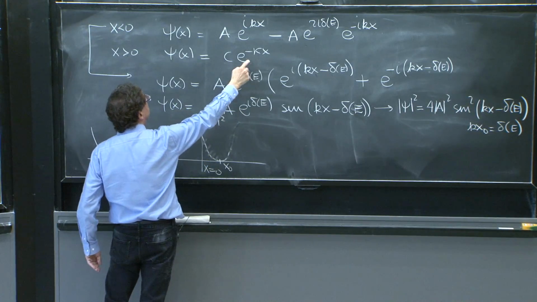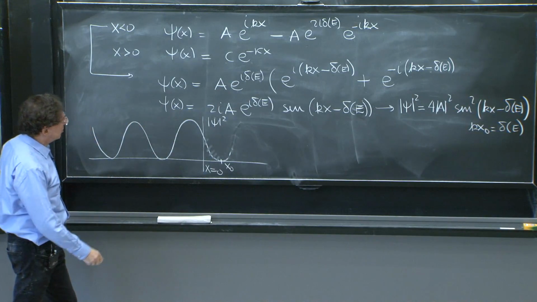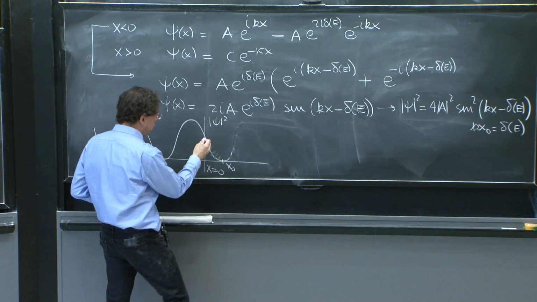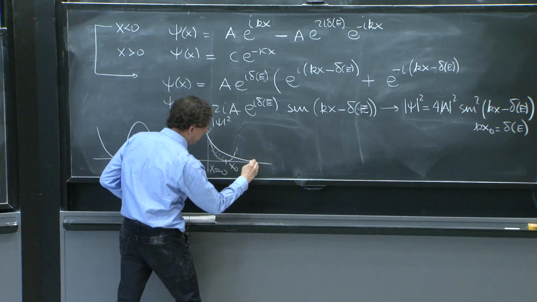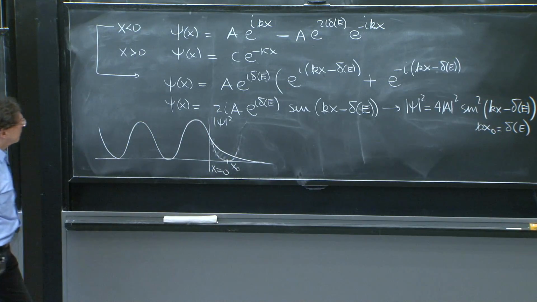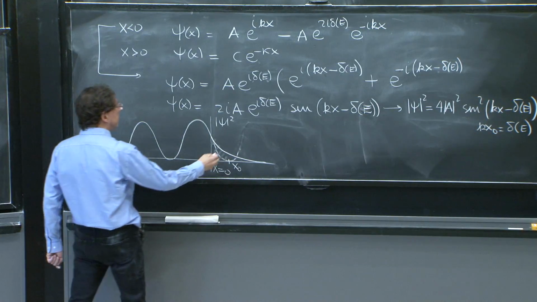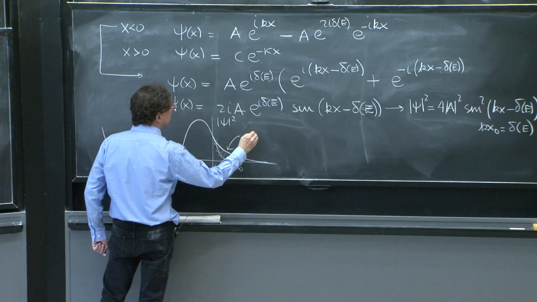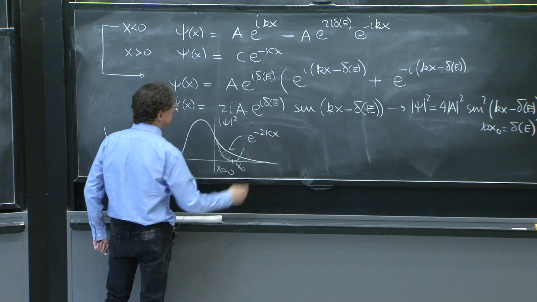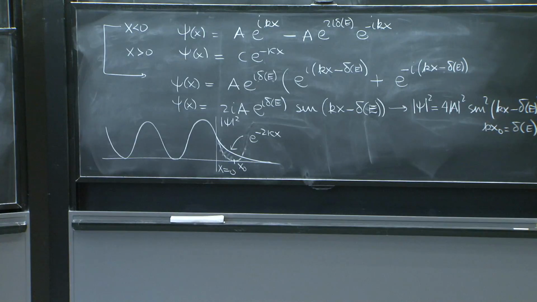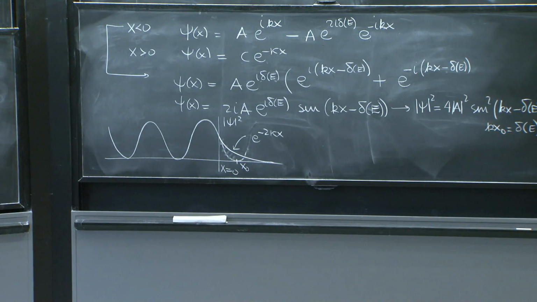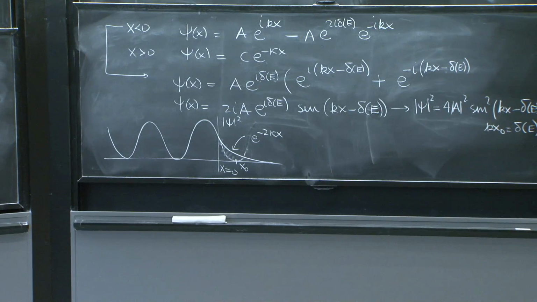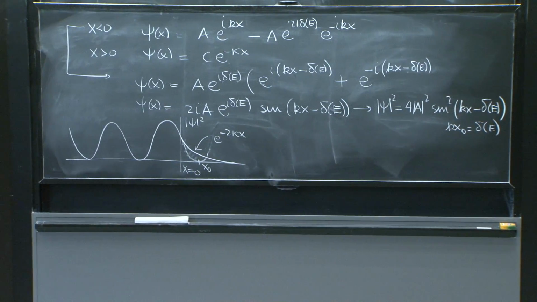And then it must couple to a decaying exponential on this side. So the true solution must somehow be like this, and well, whatever. I don't know how it looks, but that is the e to the minus 2 kappa x decaying exponential. It must decay. There's continuity of the derivative and continuity of the wave function. So that's how this should look.